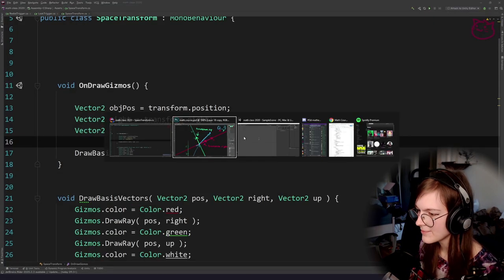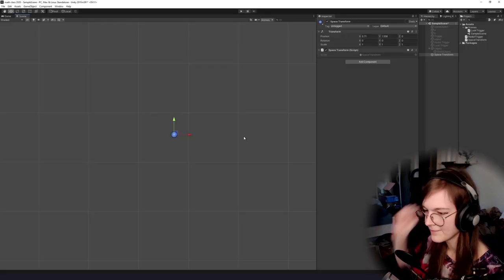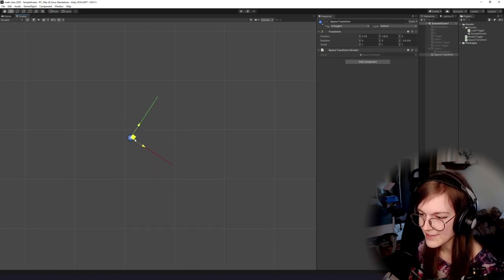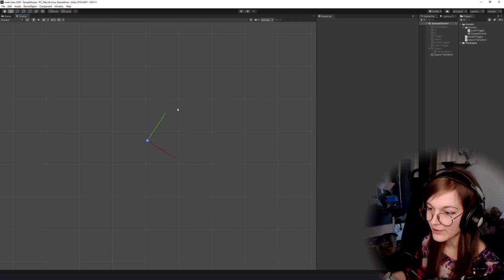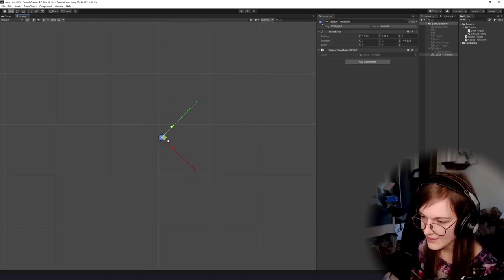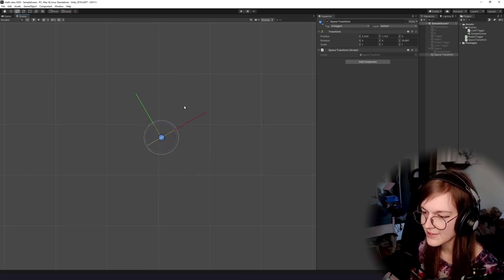Okay, so now we should be able to see basis vectors if I recompile. All right, so now we have a green line and a red line. So these are the basis vectors, and this time they actually have the correct length. They're supposed to be 1 unit in length. And so we can move this one around and change the orientation and so forth.